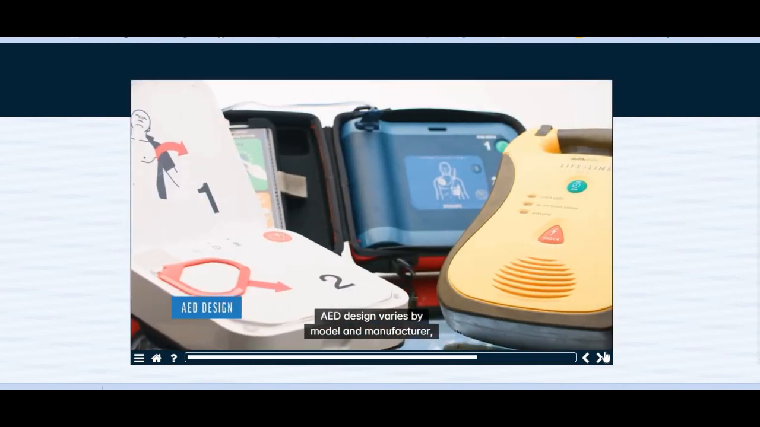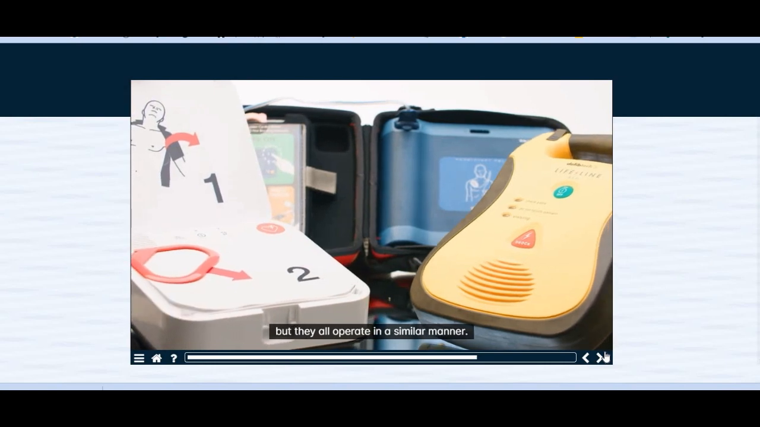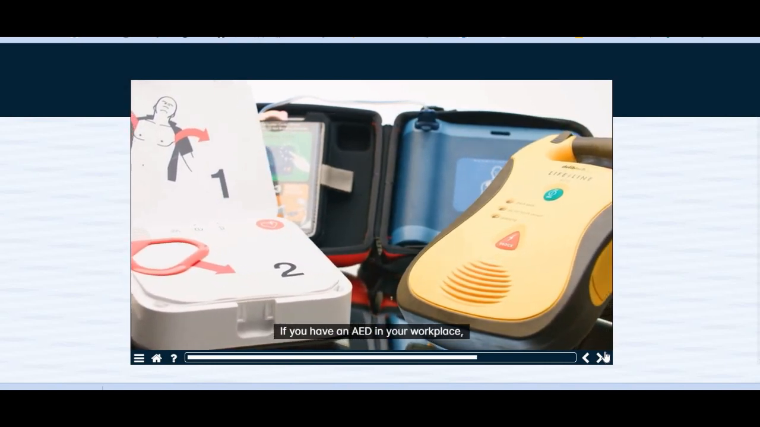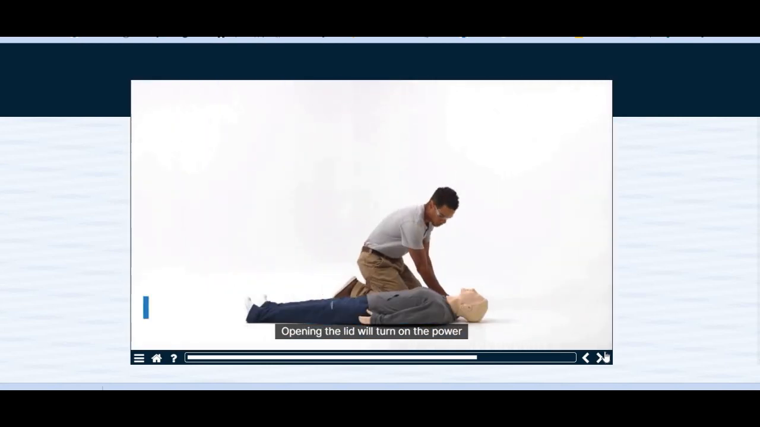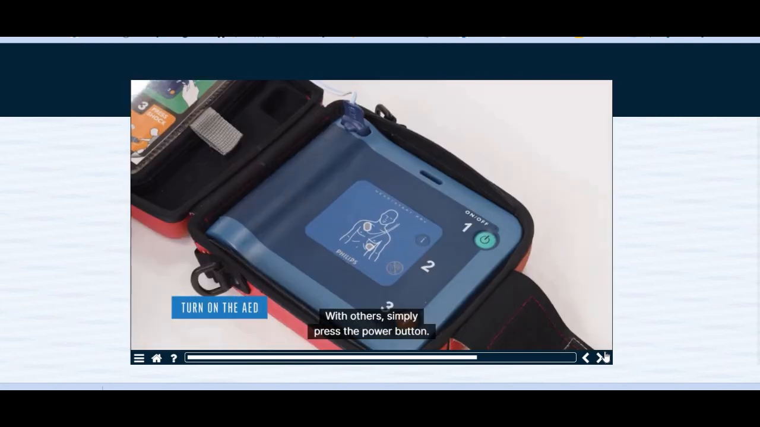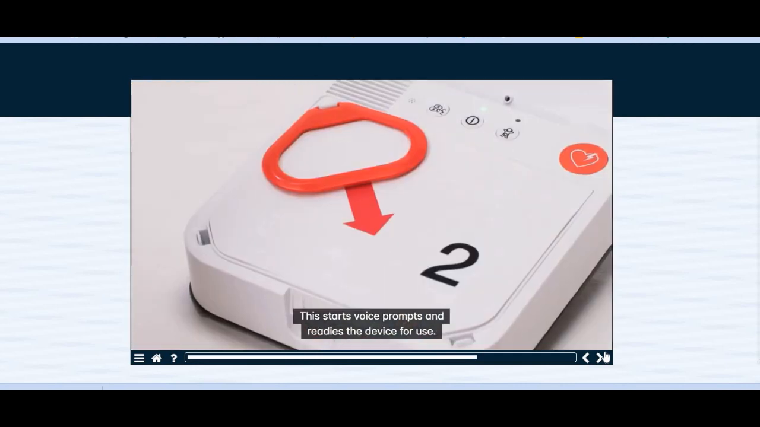AED design varies by model and manufacturer, but they all operate in a similar manner. If you have an AED in your workplace, be familiar with its operation. Opening the lid will turn on the power for some AEDs. With others, simply press the power button. This starts voice prompts and readies the device for use.